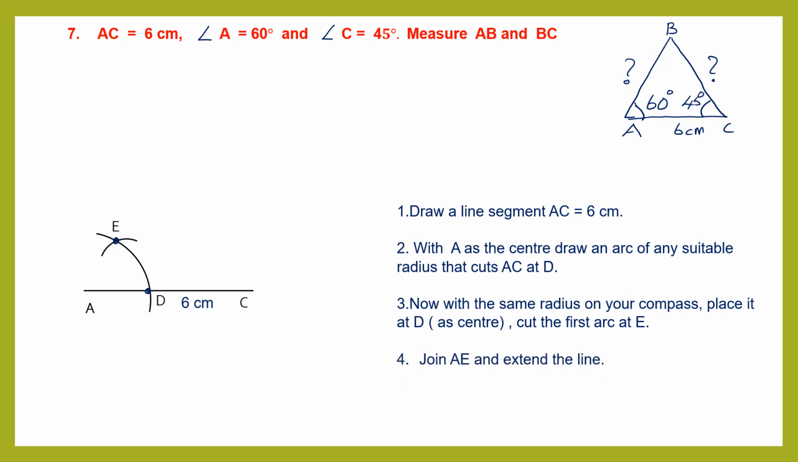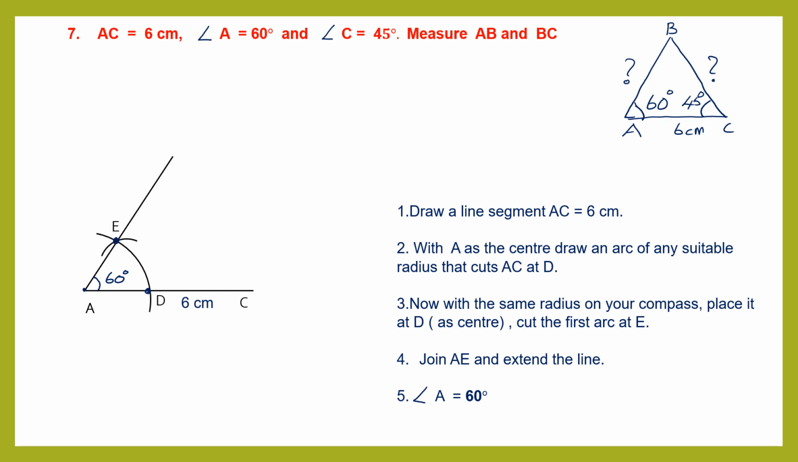Now join AE. We have A here and E here. Join AE and extend the line. So let's join AE and the line has been extended. Now angle A is 60 degrees. So this is angle A and we've got 60 degrees here. Now we need to continue.